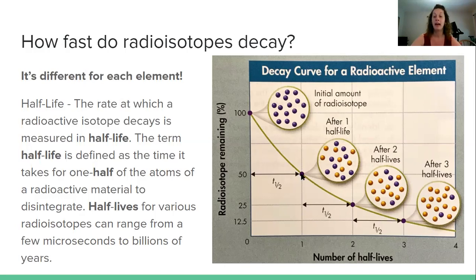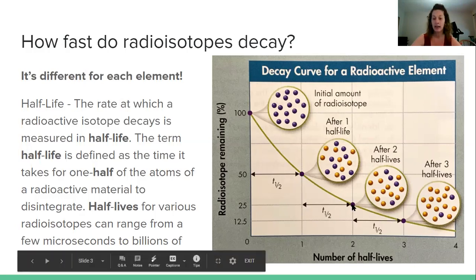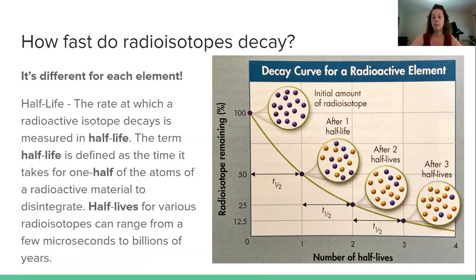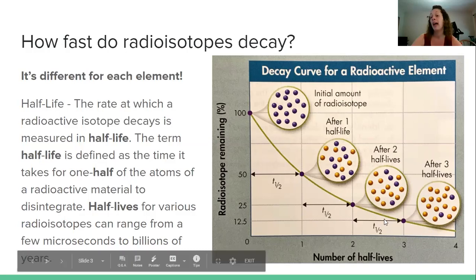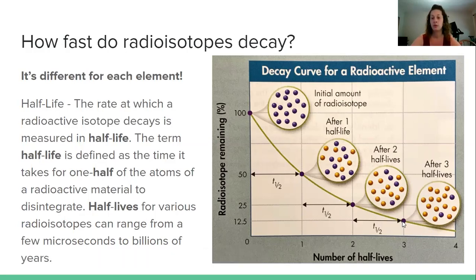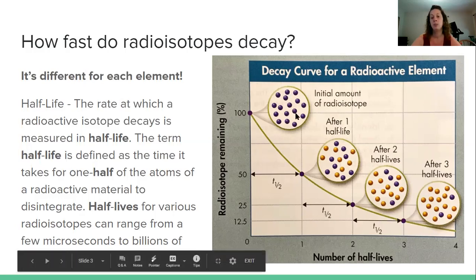Once another half of that remaining sample decays, so half of 50 is 25, now you're at 2 half-lives and you're left with 25%. When that sample decays, half of that is 12.5%. So after 3 half-lives, you have 12.5% remaining. And you can see the picture here.